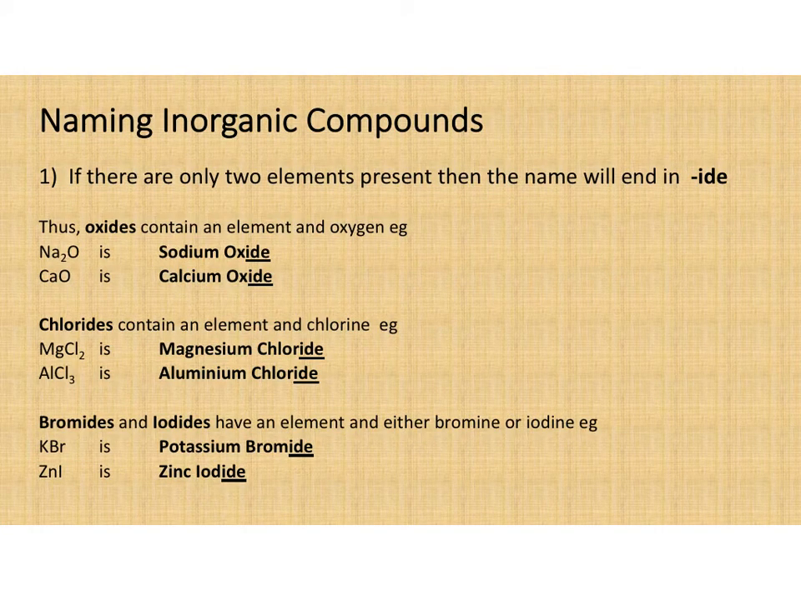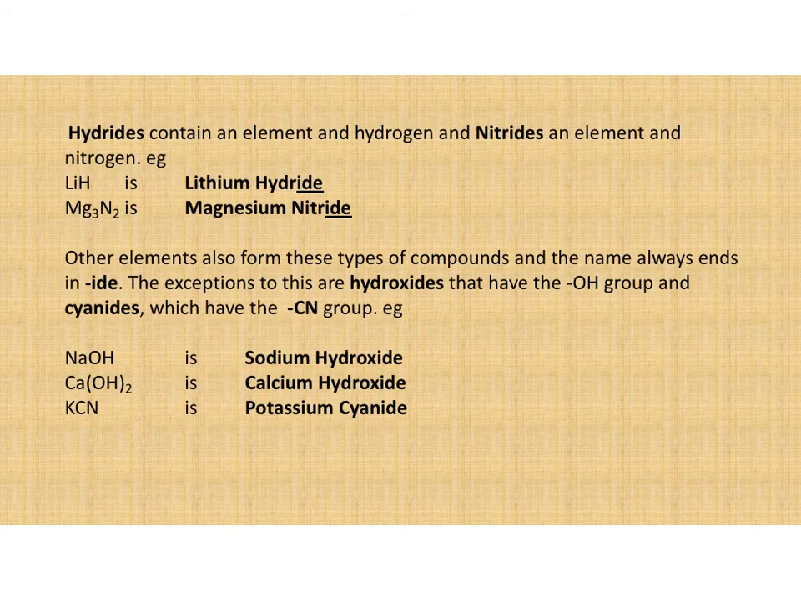So let's have a look now at how we name inorganic compounds. First rule: if there are only 2 elements present, then the name ends in "ide". So if you've got oxygen, it becomes oxide, chlorine becomes chloride, bromine becomes bromide, iodine becomes iodide, and so on. If hydrogen and nitrogen are present, then hydrogen becomes hydride and nitrogen becomes nitride, like so.